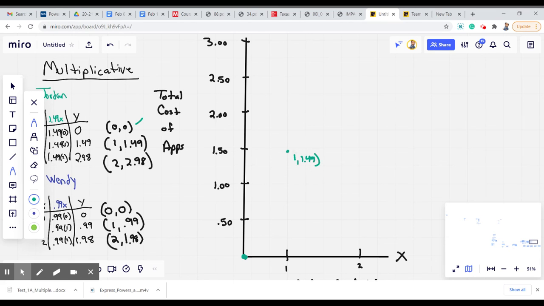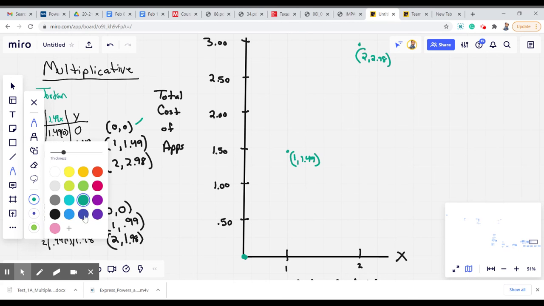So that's (1, 1.49). And then finally (2, 2.98). So let's run over to 2, and then we're going to jump to $2.98. Well, $2.98 is right underneath $3. So here's my line there. It's going to be right there. So (2, 2.98) for Jordan.